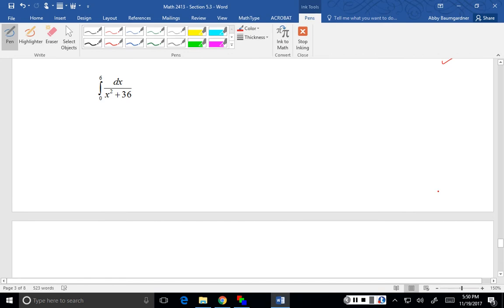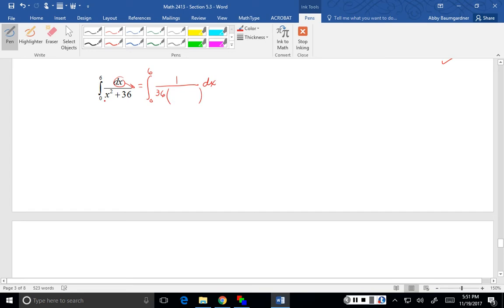All right, let's try another one. This is also a substitution. Got to do some algebra for it first. This looks like a tangent inverse problem, but tangent inverse has to have a 1 here, not a 36. So I'm going to factor out a 36. I'm also going to kind of peel this dx off to the side. I just prefer it back here.